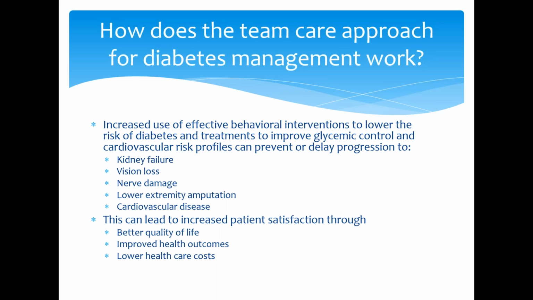Okay, so how does the team care approach for diabetes management work? Patients who increase the use of effective behavioral interventions to lower the risk of diabetes and treatments to improve glycemic control and cardiovascular risk profiles can prevent or delay progression to kidney failure, vision loss, nerve damage, lower extremity amputation, and cardiovascular disease. Some of those same things that I was just saying. Next slide.